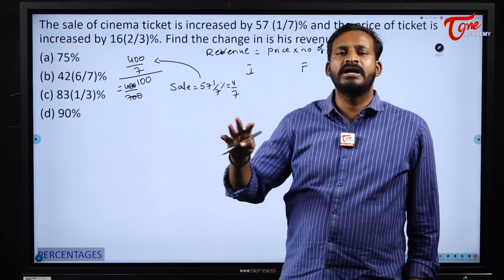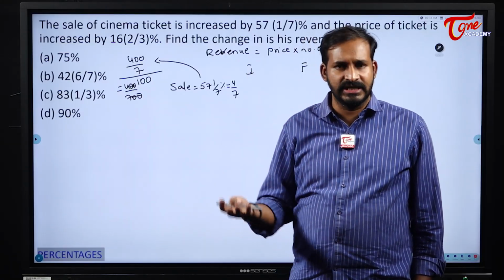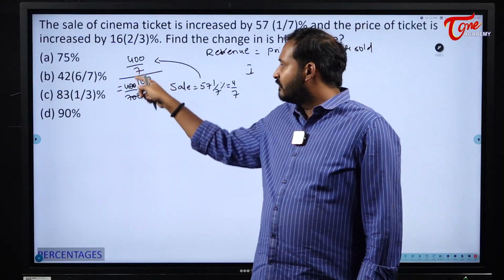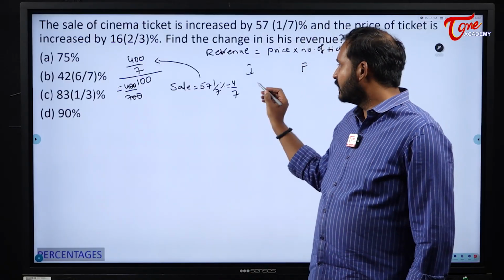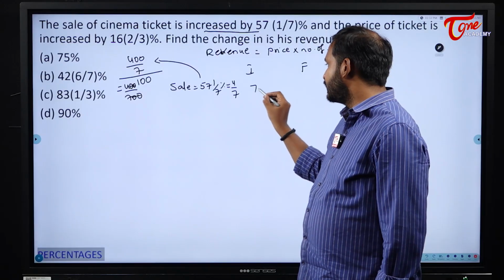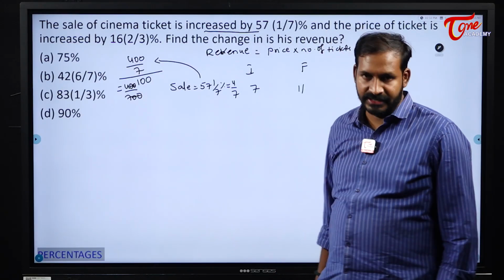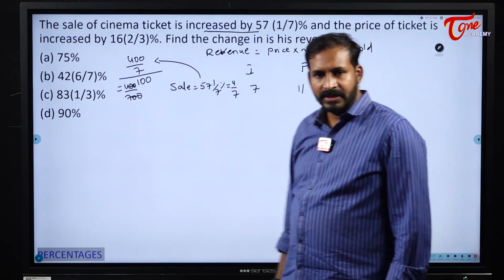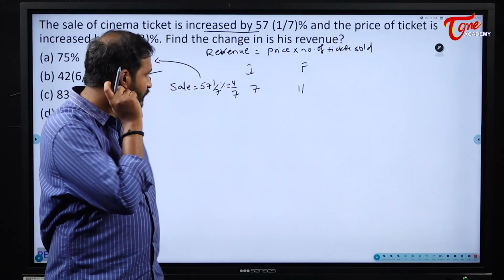If you are able to identify it, it is really good. If not, it doesn't make much difference. First of all, please convert that into a fraction. What you will get? 4 by 7. It is increased or decreased? Increased. So, the initial value is 7 and the final value becomes what? 11 here. Why? Because 7 plus 4 is 11.